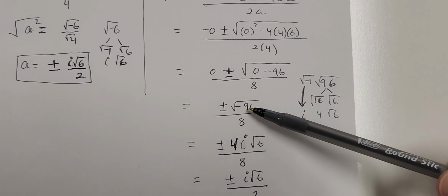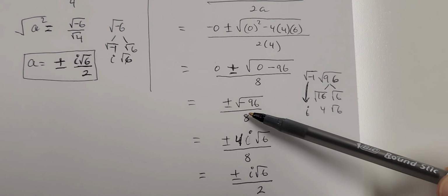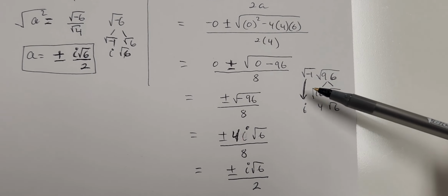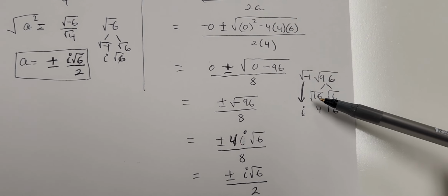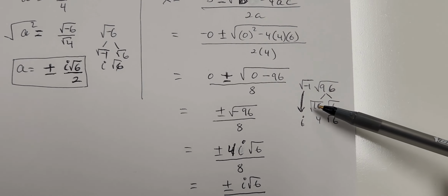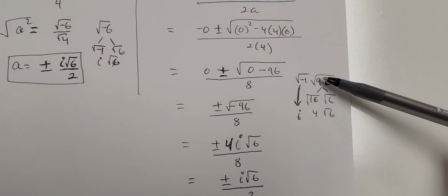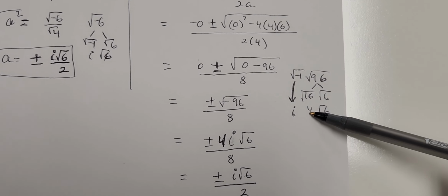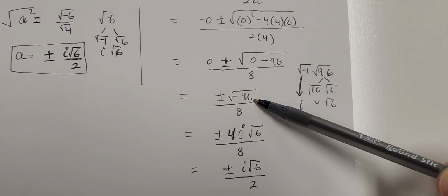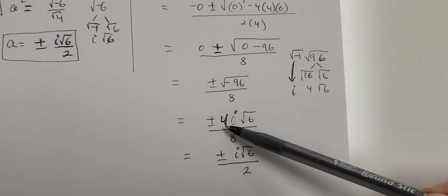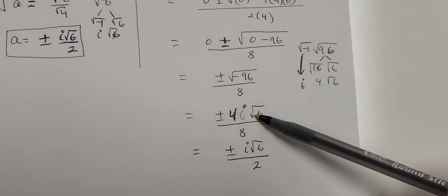Again, this negative 96, I did the work over here. So 1 times 96 is negative 96. So square root of negative 1 is i. Square root of 96 is broken up into 2 factors, 16 and 6. 16 times 6 is 96. So square root of 16 gives me 4. Square root of 6, just square root of 6. So square root of negative 96 is rewritten as 4i square root of 6. So 4, and there's my i, and then there's my square root of 6.